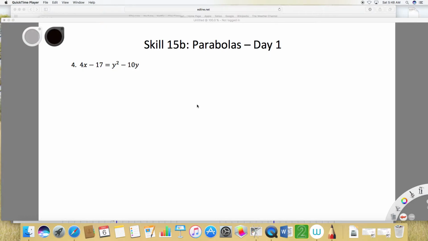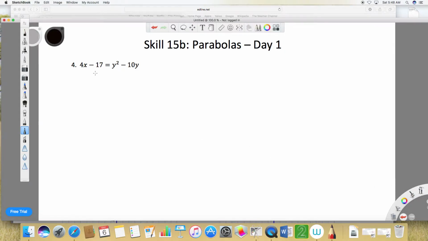I like to put my squared term and those variables on the left-hand side. You don't have to, but that's, I don't know, just habit. So I've got y squared minus 10y. I'll leave myself a little bit of room because I'm going to come back and complete the square. On the right-hand side, I have 4x minus 17.